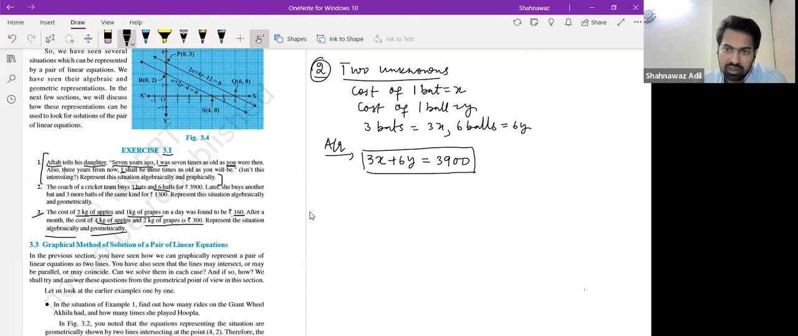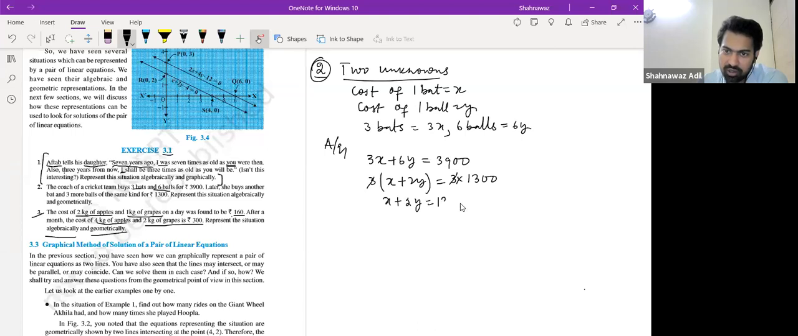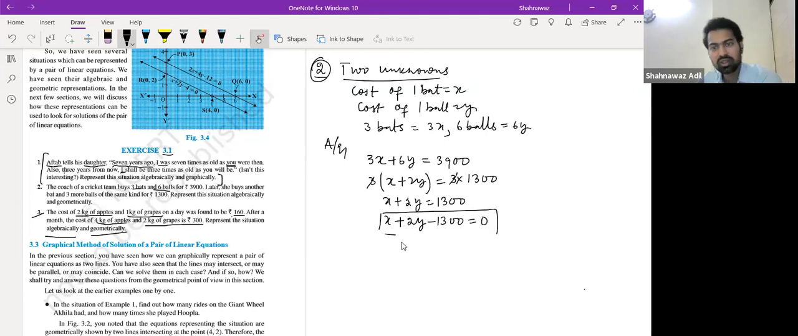And we should write it in the general form. So this is 3x plus 6y, and let us simplify this further. 3 is common, so x plus 2y, and this is 3 into 1300. So 3 cancels, and we have x plus 2y is 1,300. So we can write it as x plus 2y minus 1300 equals 0. So this is the first algebraic representation.